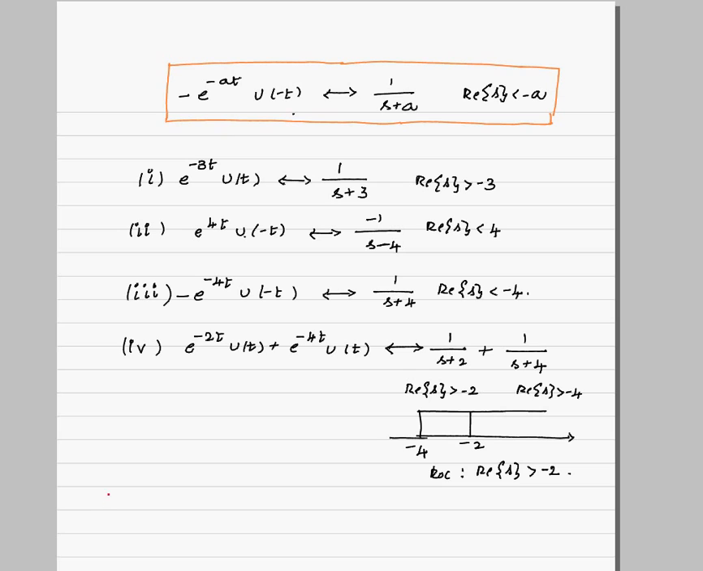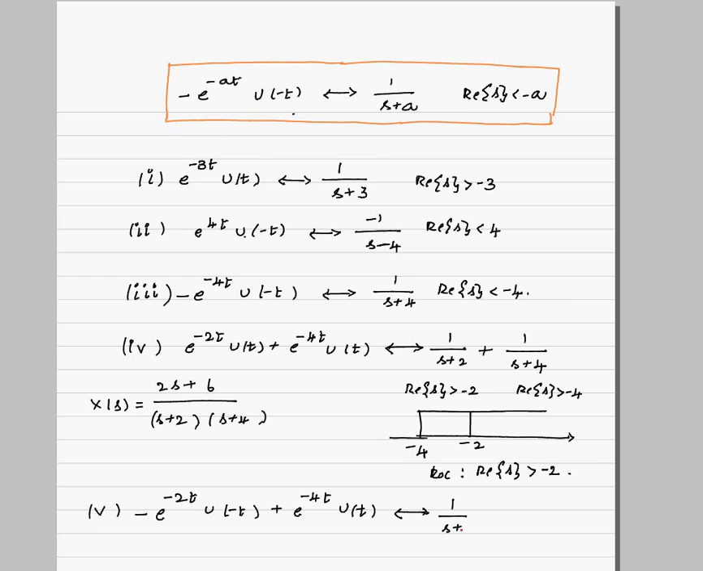So the corresponding X(s) will be, if you simplify this, (2s+6)/((s+2)(s+4)). This will be the X(s) for the fourth problem. Now we'll take the fifth one: minus e^(-2t) u(-t) plus e^(-4t) u(t). Again, what is the Laplace transform for this? 1/(s+2) plus 1/(s+4).